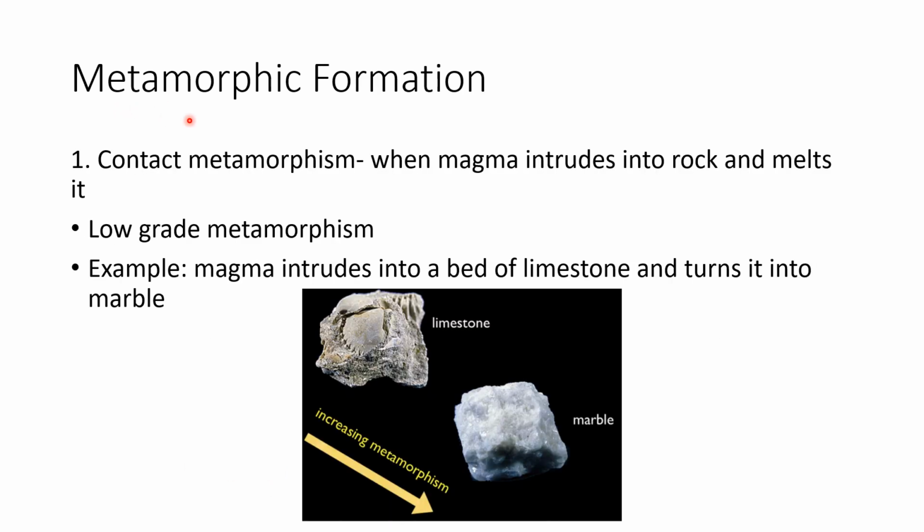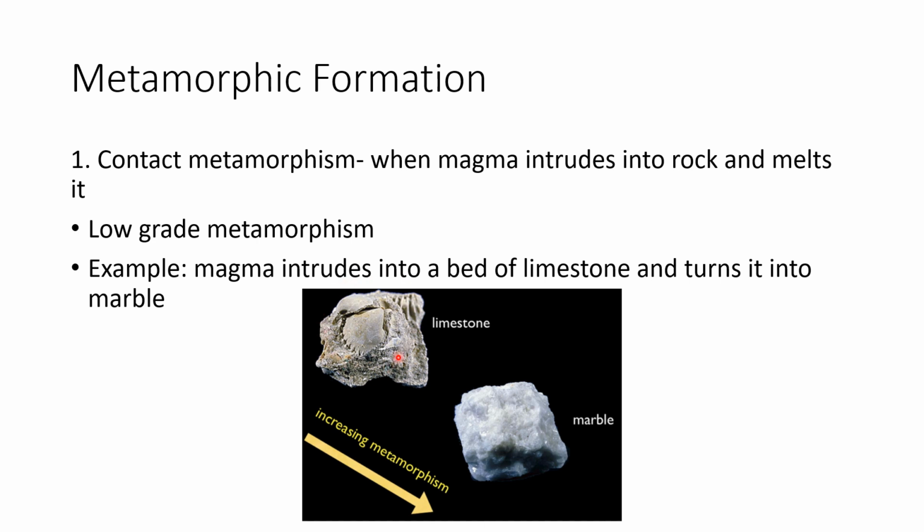So the formation of metamorphic rocks can happen in two ways. The first way is contact metamorphism. So this is when magma gets into some rock bed, partially melts the rock that it's touching, and then that rock recrystallizes into a new metamorphic rock. This is called low-grade metamorphism because it's not a humongous change that occurs to the parent rock material when the magma melts it. An example that we have is when magma gets into a bed of limestone, it will melt that limestone and turn it into marble.